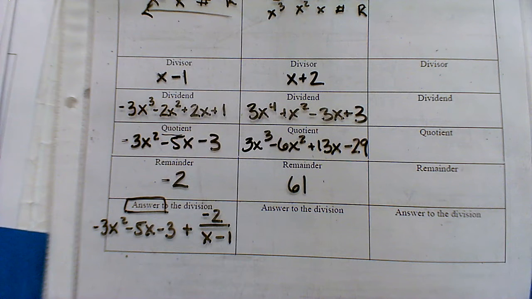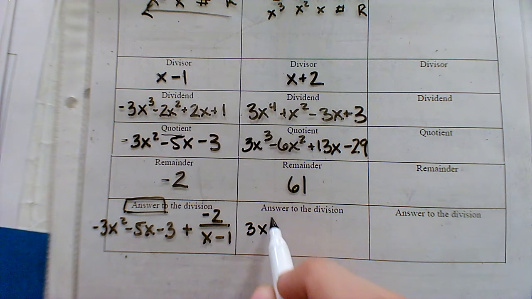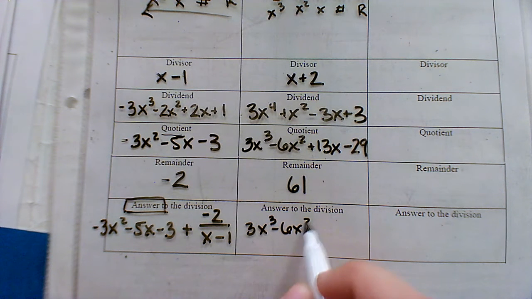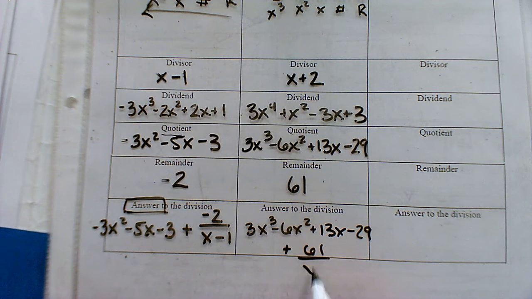With all four of them identified, we can finally write the answer or solution to this division. We need the quotient plus the remainder divided by the divisor.